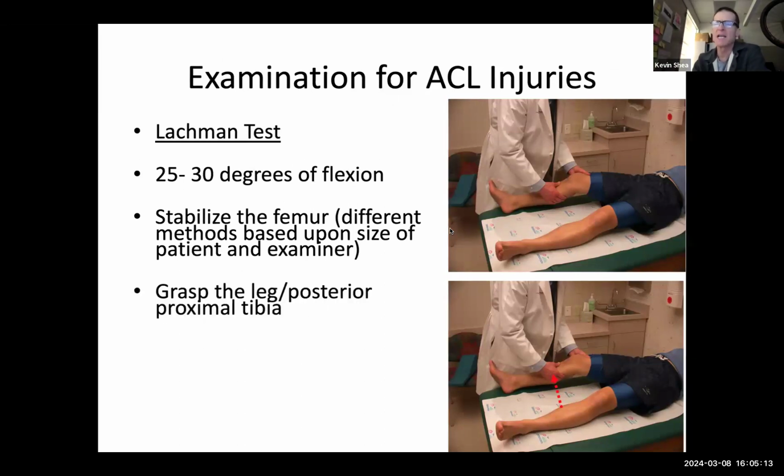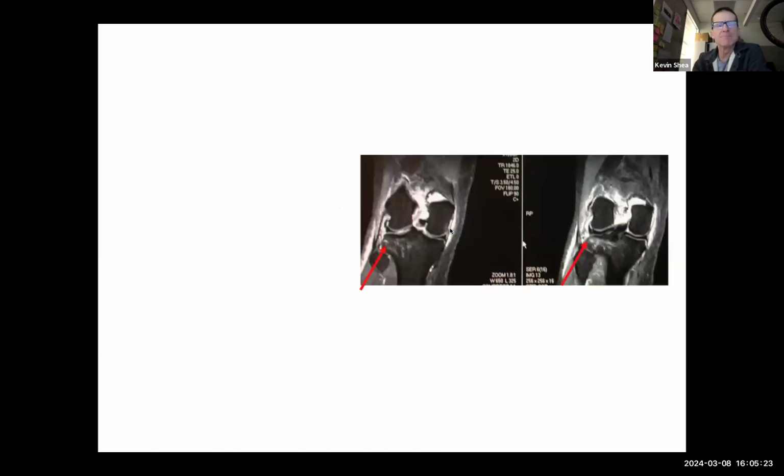And you basically try to stabilize the femur and then shift the tibia, or the leg part, and you kind of pull it anteriorly. We call it an anterior directed force, or like a drawer. It's like opening the drawer of a cabinet.